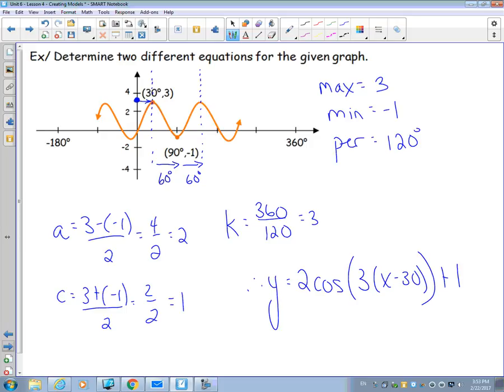But I also could have read that as, well, maybe the cos curve actually started over here. How many degrees to the right is that? Well, we said that's 60 more, so that'd be 150. So I could have written the exact same equation with more of a horizontal shift, minus 150 over there.